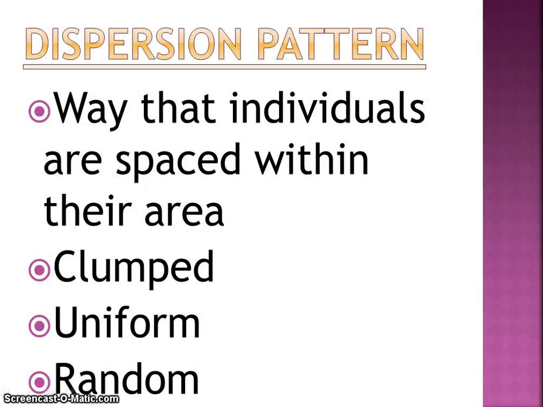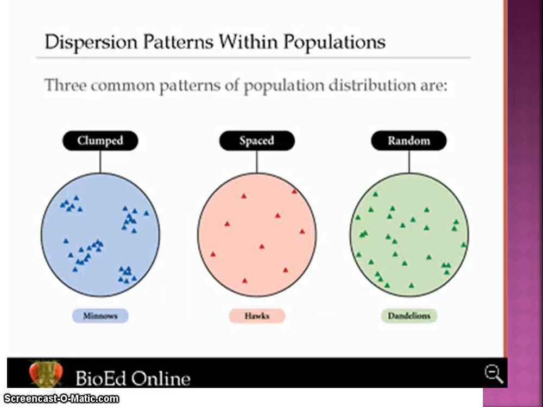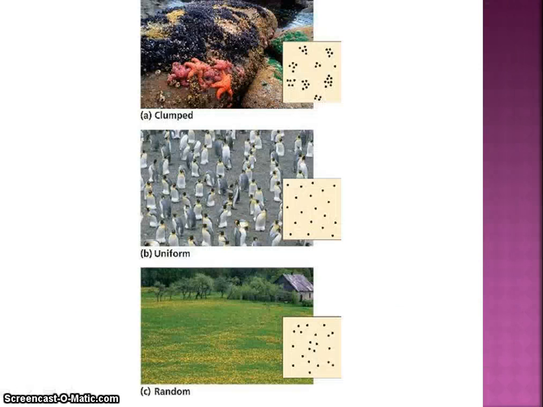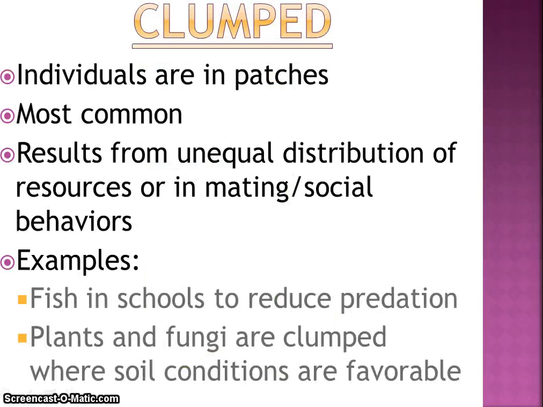Now, the way that individuals are spaced within the area is called the dispersion pattern. And we do have three types. We have clumped, uniform, and random. And we will define each of those after the pictures. So clumped is typically the most common.